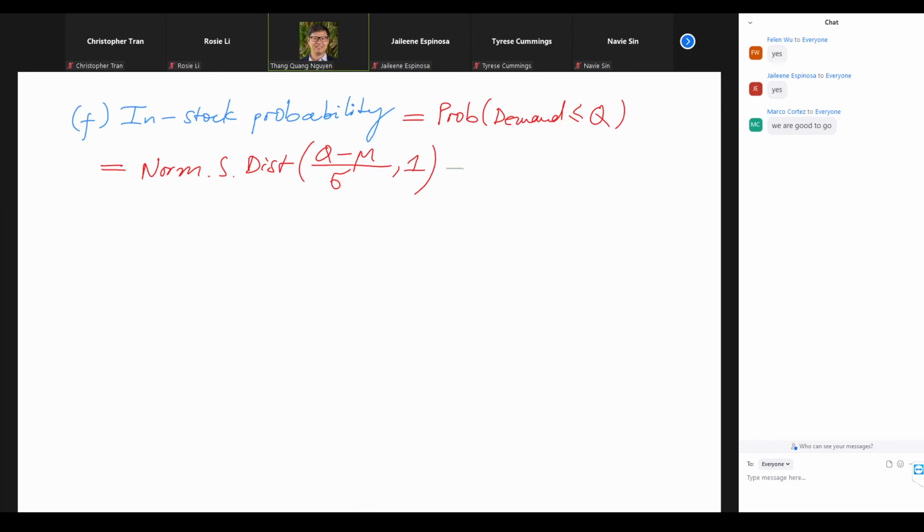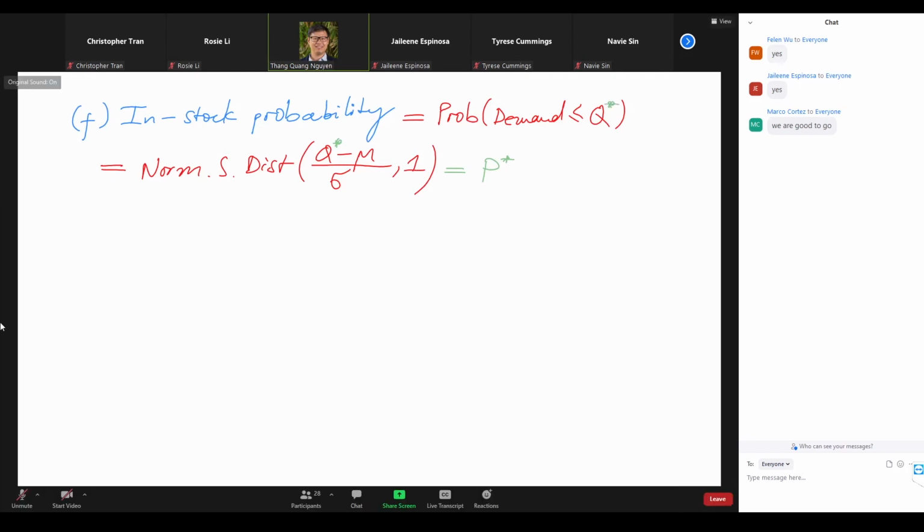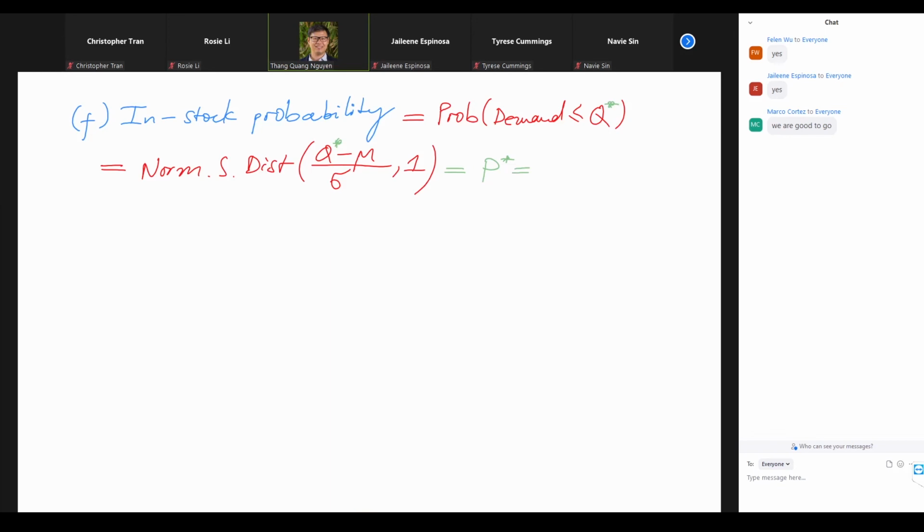But you know what? This one should equal the P star that we calculated earlier, right? If we use Q star here, then it's going to be the P star that we got earlier. So you don't even have to calculate, okay? In the homework, you just say that it equals the critical ratio, 0.90466, or if you want to try the equation, then you're going to have the same thing, right? So that's part F. In part G, we would have the stock-out probability.